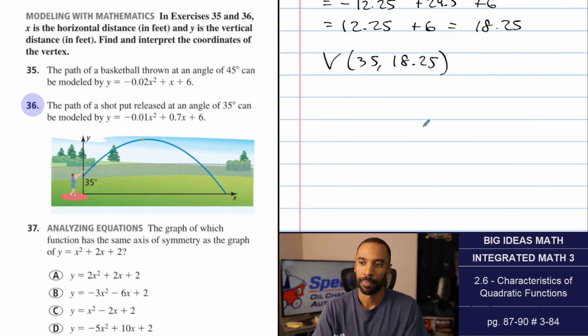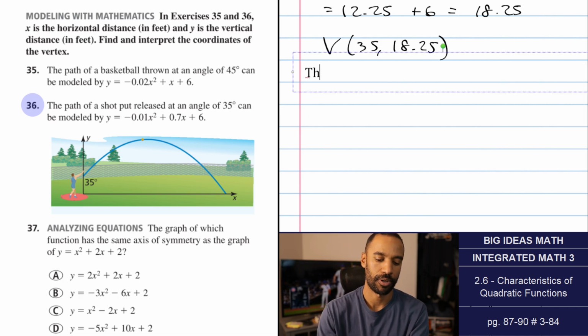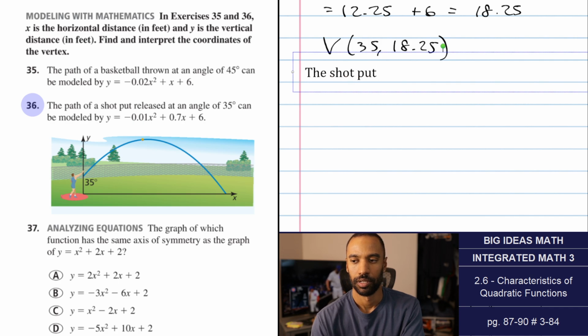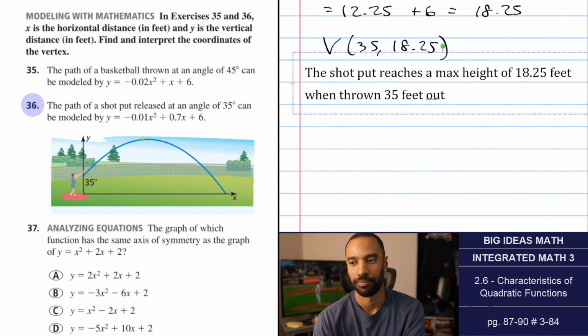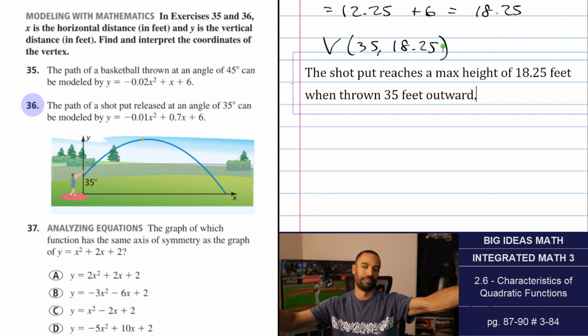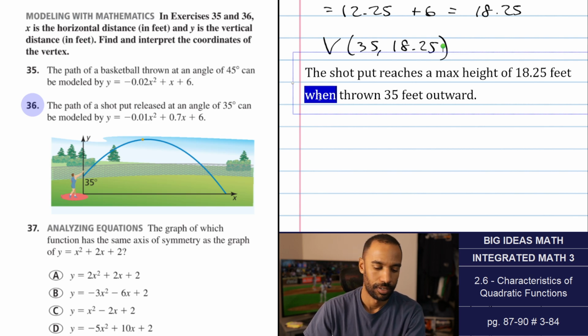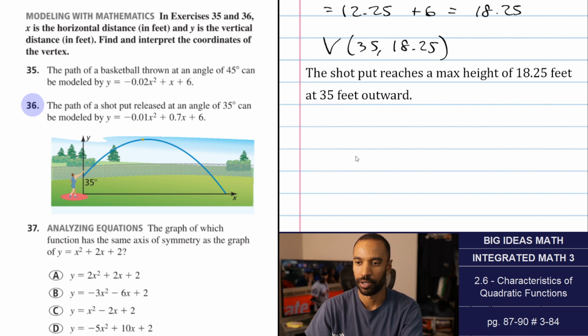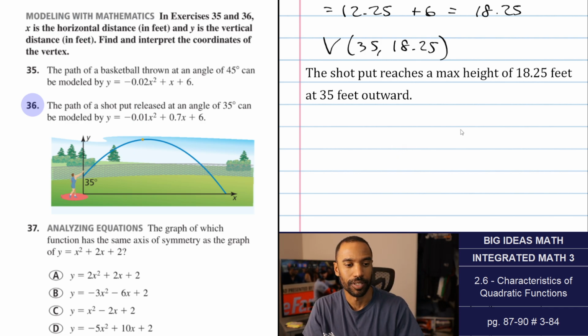I think I can interpret this in better words than I stated last time. I'm going to give this a shot. The shot put reaches a max height of 18.25 feet when thrown 35 feet outward. I'm saying outward as in horizontally. At 35 feet outward. Maybe that's the better part, because it still has to go another, I guess, 35 feet.